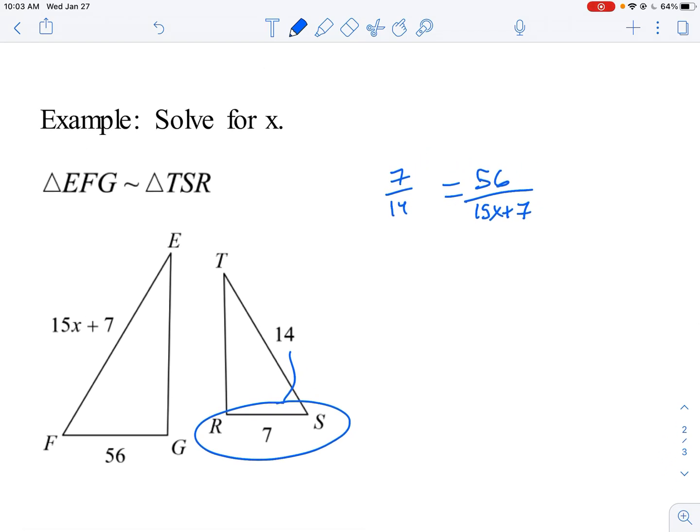Let's say I didn't like this particular step. I don't like having my x on bottom. You can just flip it. You can do 14 over 7 equals 15x plus 7 over 56.